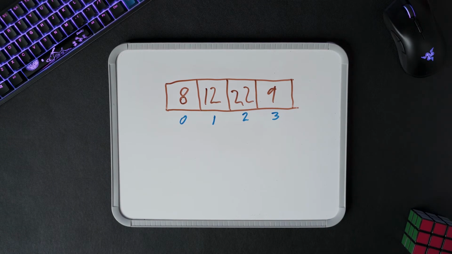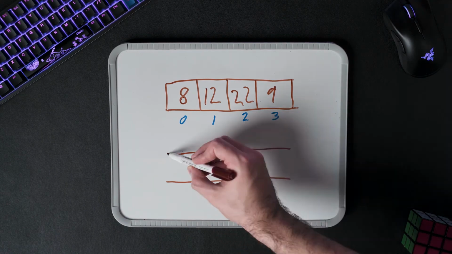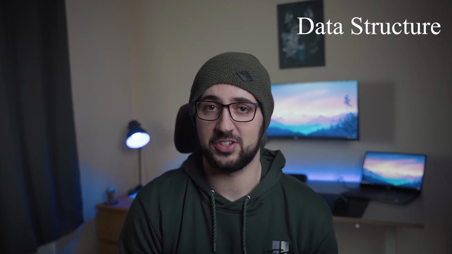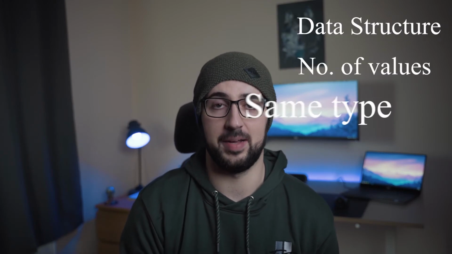So we can say we want the value at position 2 instead of 1150 or whatever the memory address may be. Just note that two different value types cannot share an array. What's happening on the screen right here, that wouldn't work. So just to summarize, an array is a data structure that holds a number of values of the same type.